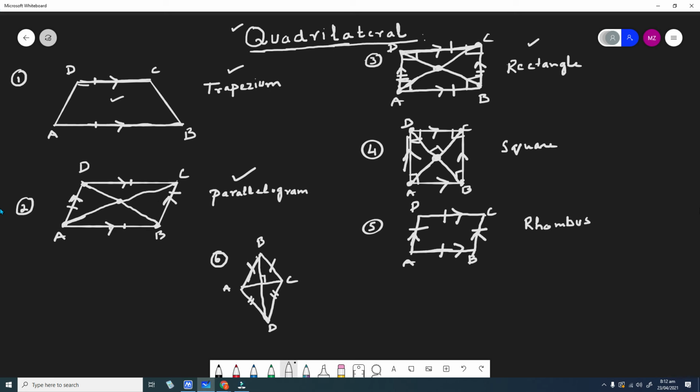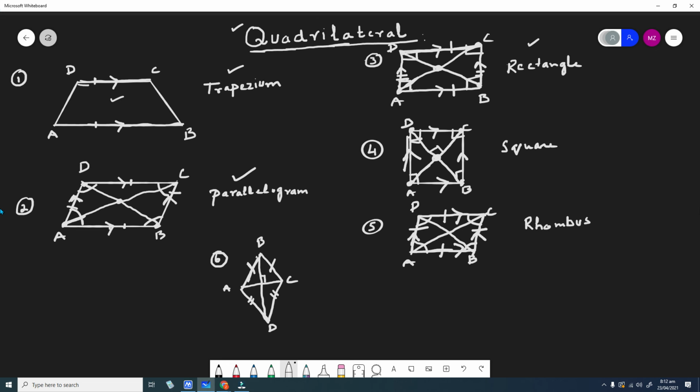This is another property of a rhombus: the diagonals are not equal in length. If we draw the two diagonals DB and AC, these diagonals are not equal in length. And opposite angles are equal. Like in a parallelogram, angle B is equal to angle D and angle A is equal to angle C. Similarly, in the rhombus, the opposite angles are also equal.